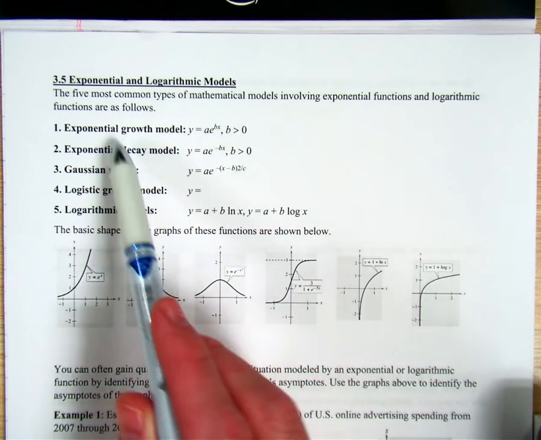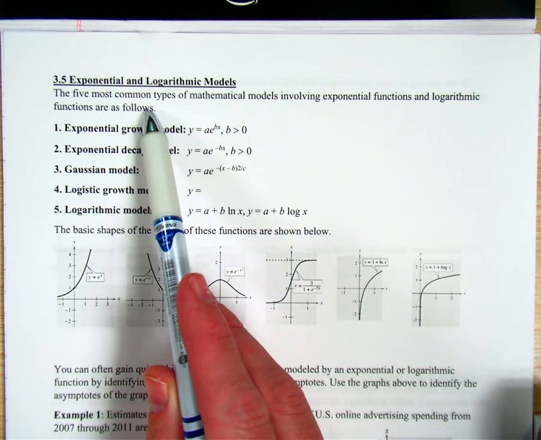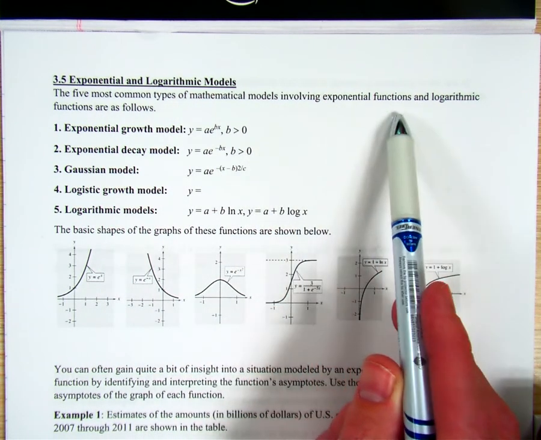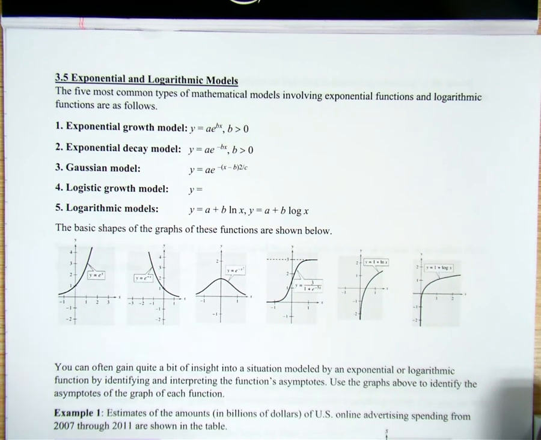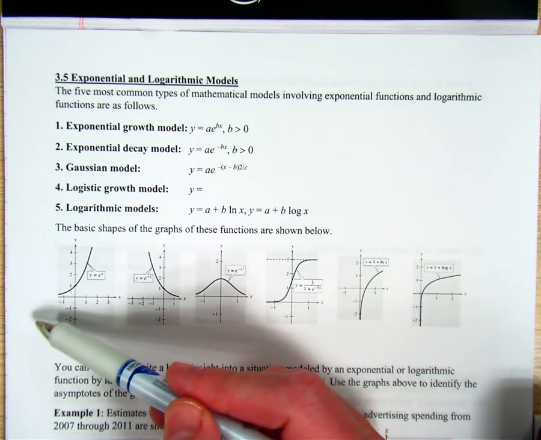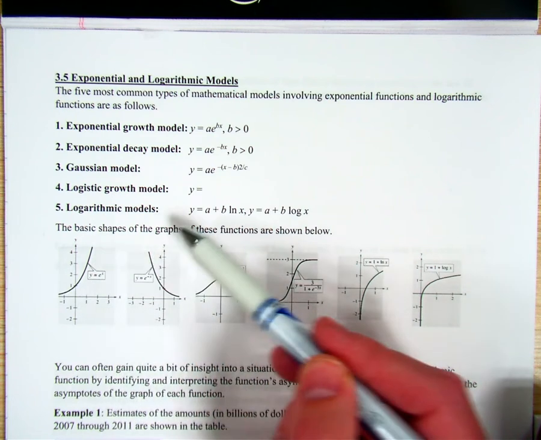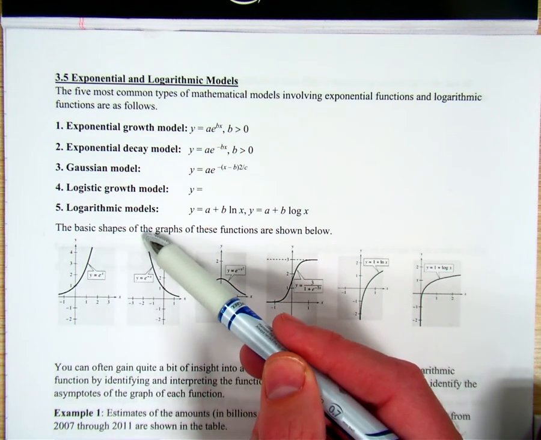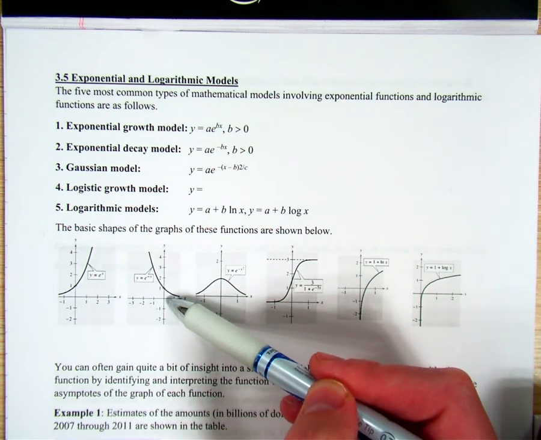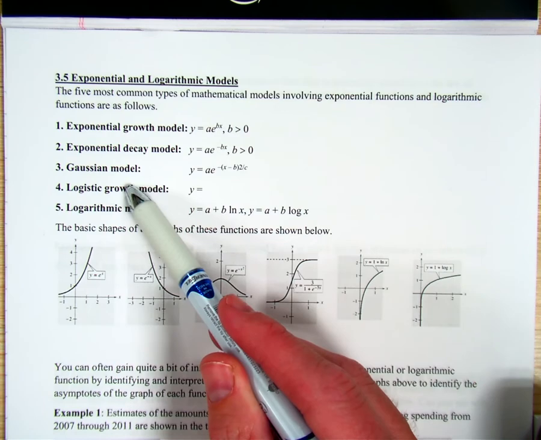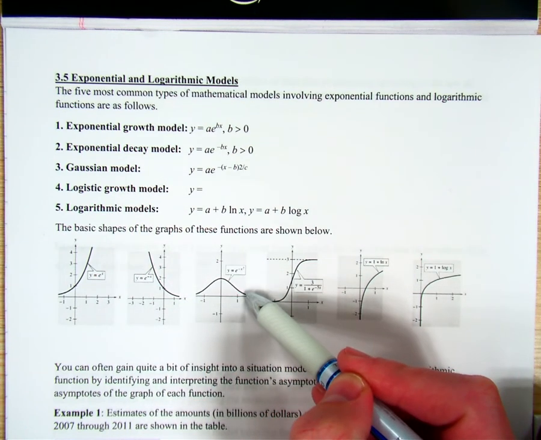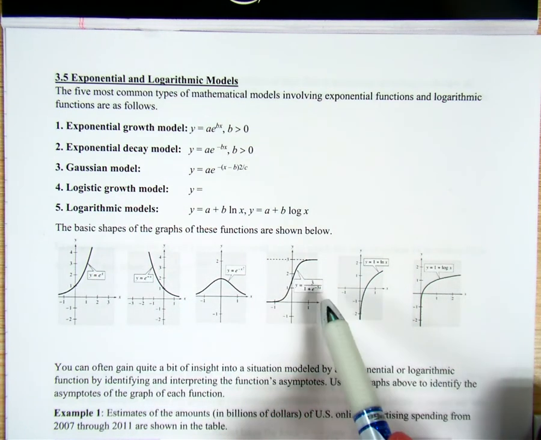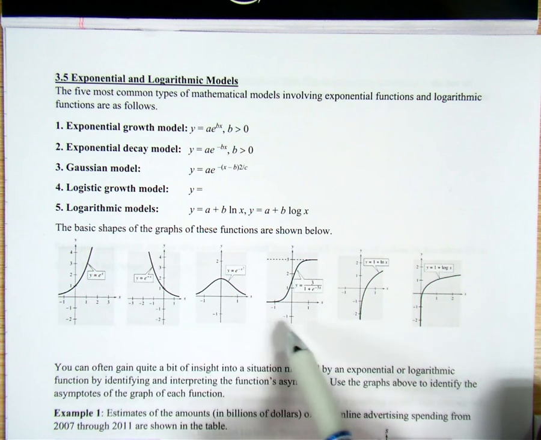The 5 most common types of mathematical models involving exponential functions and logarithmic functions are as follows. Exponential growth and exponential decay. We've talked about those before. Exponential growth, we're going up and up and up. Exponential decay, we're coming down, down, down. The Gaussian model kind of goes up and back down. Then we have the logistic growth model.